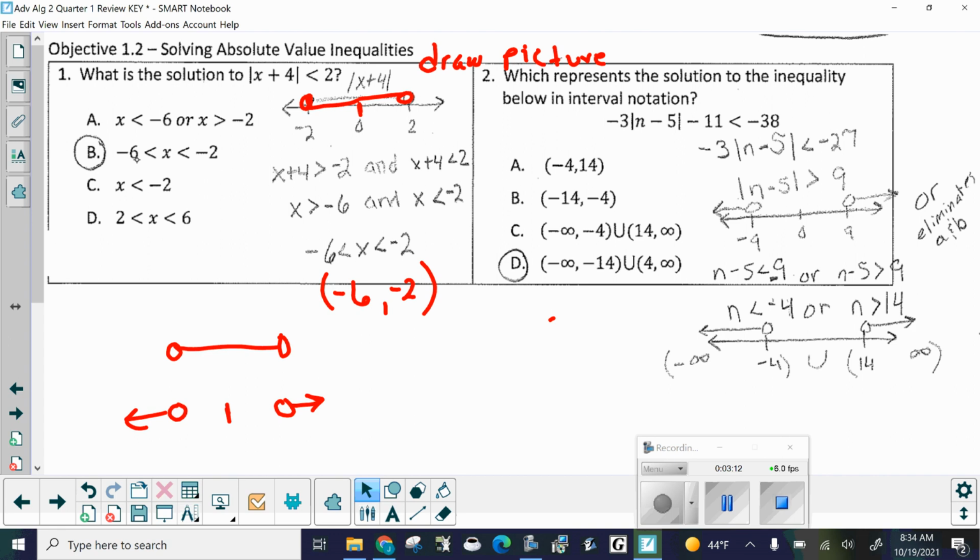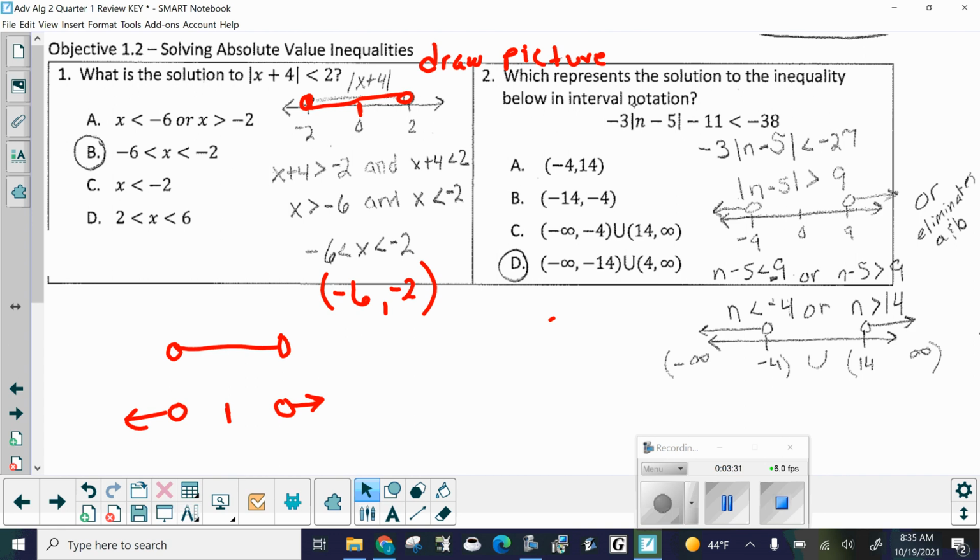Over here, everything's written in an inequality. So I can select B. I'm simply showing you this in case on the test, it's written in interval notation. You're responsible for being able to understand either.